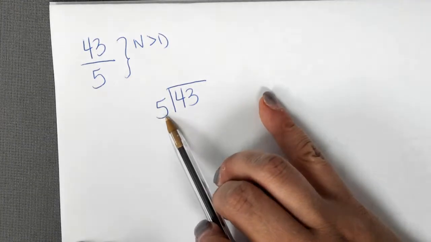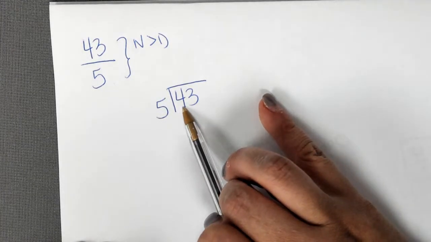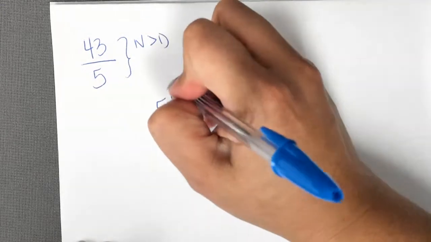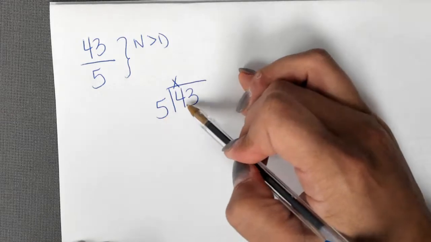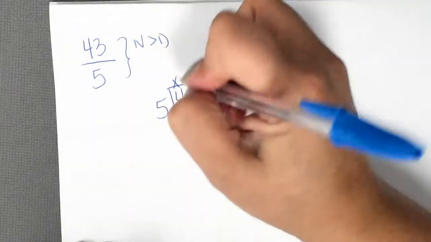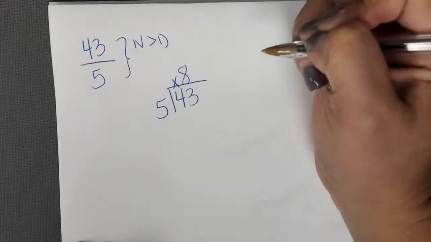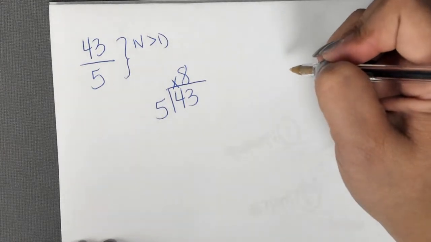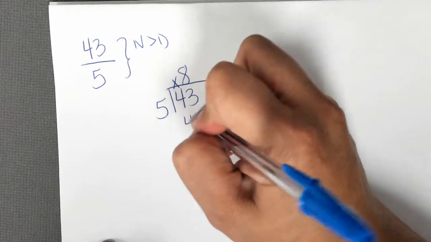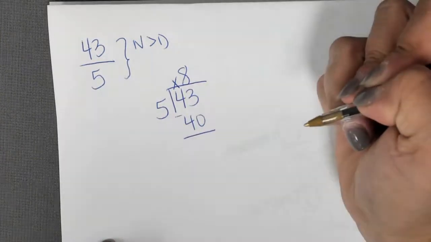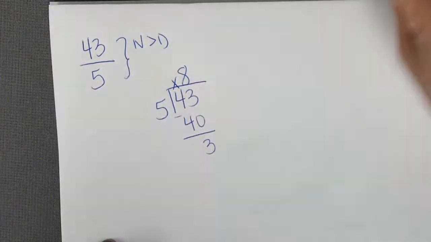So the first question I have to ask myself is, how many times does 5 go into 4? I know that it doesn't because 5 is bigger than 4. And then I have to ask how many times 5 goes into 43. Well, I know that it goes in 8 times and not 9 because 9 times 5 is 45, which is too much. So 8 times 5 is going to be 40. When I subtract that, I get 3.